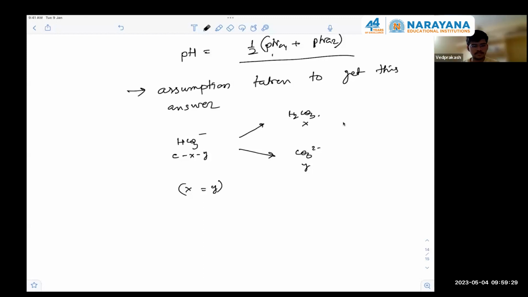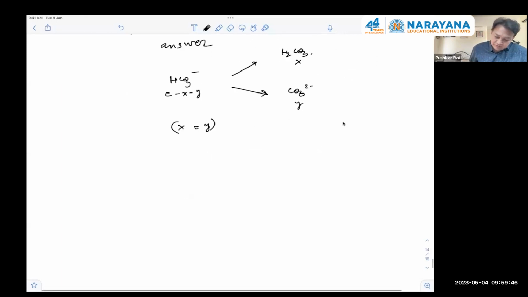Okay. So is the assumption that x is equal to y? Approximately, x is equal to y. Fantastic. So if approximately x is equal to y, you try to solve this problem like this.